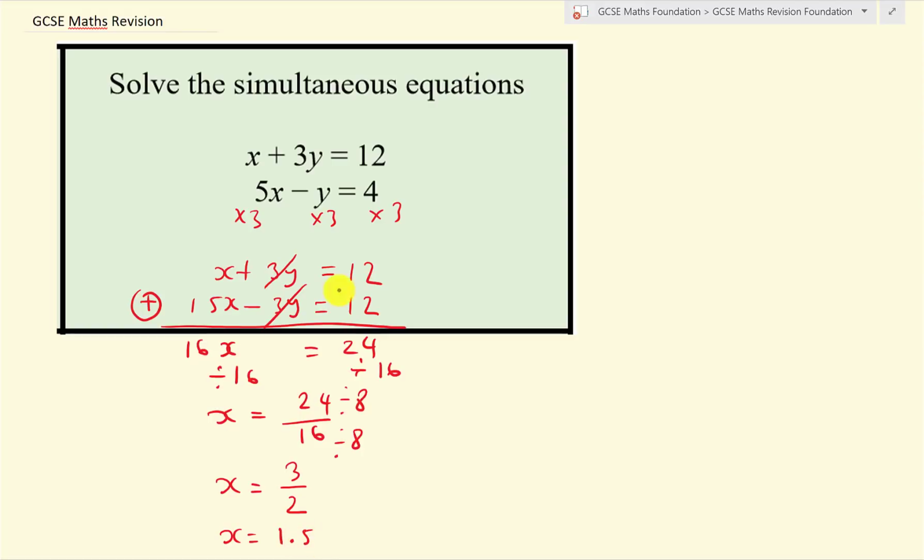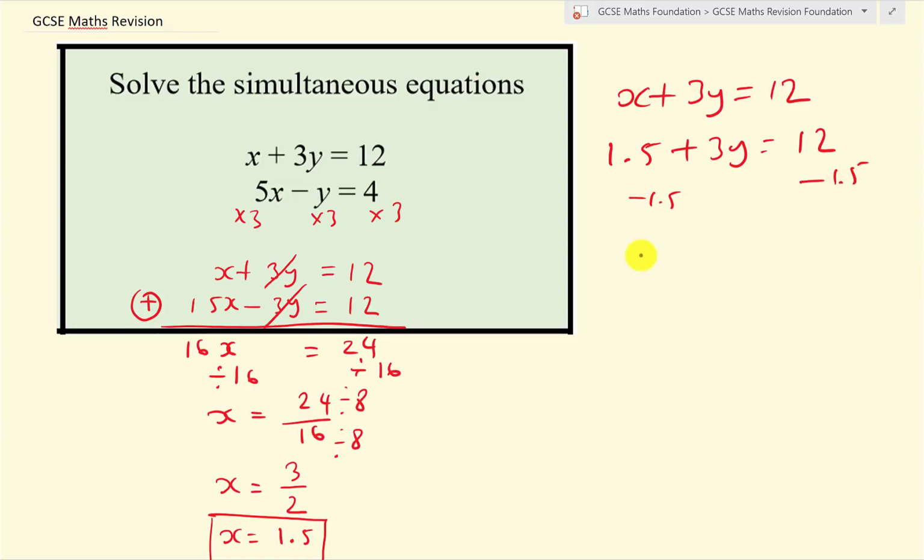Next, we need to substitute the value of x into one of these equations. So you can choose any of those equations, it doesn't matter which one. So let's choose the first one. So we got x plus 3y equals 12. Let's substitute 1.5. And then we have 1.5 plus 3y equals 12. Solve the equation, minus 1.5 from both sides. That will give us 3y is equal to 10.5, divided by 3 both sides.